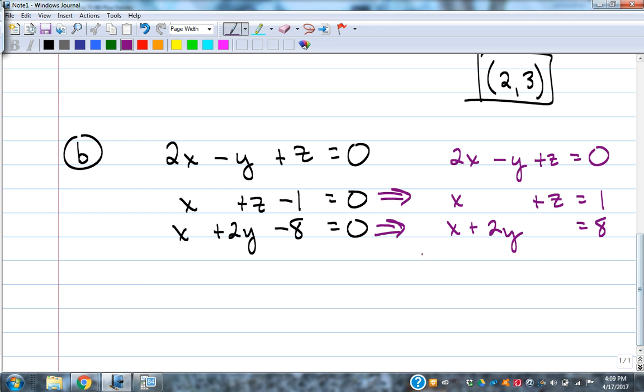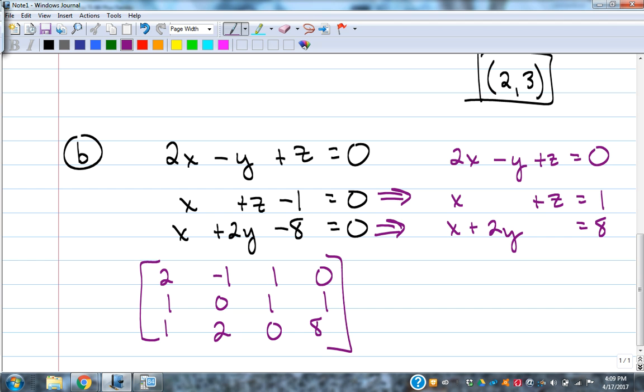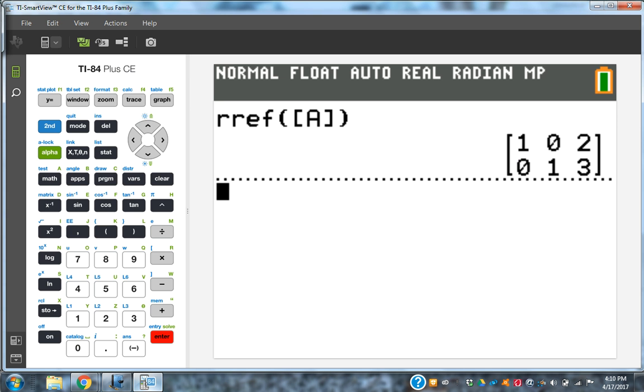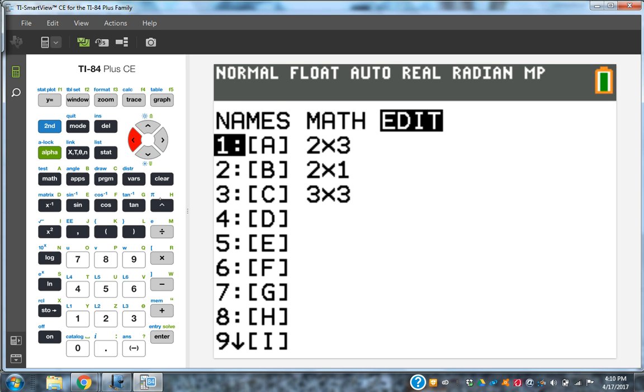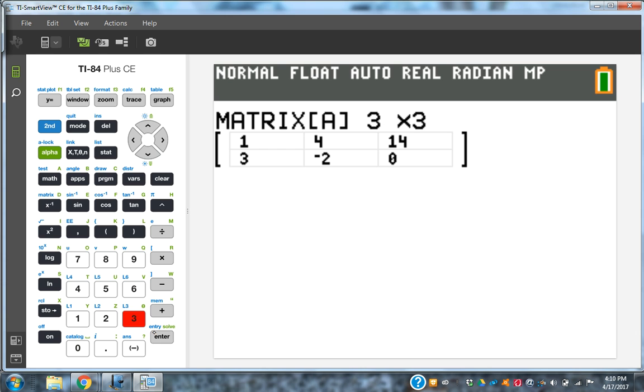So our matrix that we're going to enter into the calculator would be 2, -1, 1, 0, 1, 0, 1, 1, 1, 2, 0, 8. And again, your book tends to put that little vertical line there, but it's not necessary. So what size is that matrix? 3 by 4. 3 rows by 4 columns. So in my calculator, I'm going to go to the matrix menu, second, X inverse, go over to edit, and I'm just going to use matrix A again because it really doesn't matter which one. I've got 10 choices, but I'm just going to use A again. And I'm going to change that to a 3 by 4.